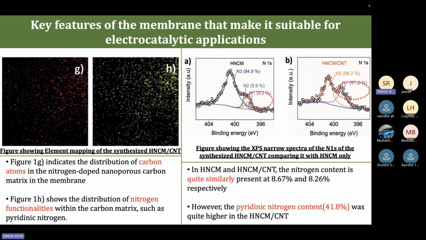graphitic nitrogen at 84.9% in the carbon membrane, whereas it decreased in the carbon membrane along with the carbon nanotube to 58.2 percent, which shows that the uniform distribution of this carbon nitrogen can be beneficial for finding the active site. And we believe that the increase in the pyridinic nitrogen content was a good factor for the improvement of the active site in this catalyst, due to which it had a good performance in terms of the CO2 reduction.